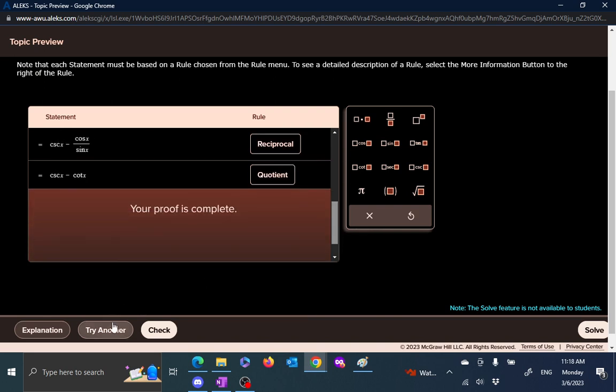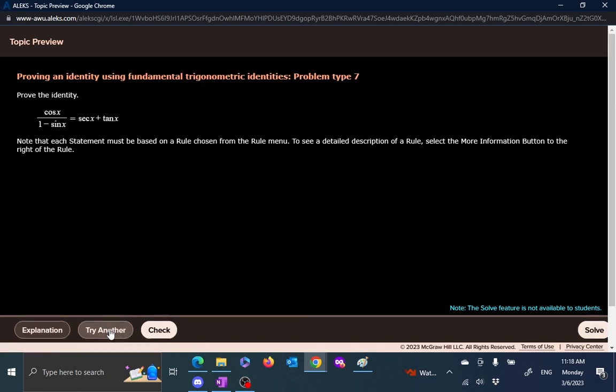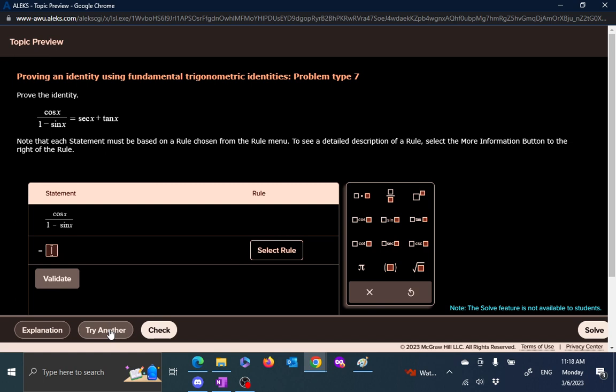Okay, let's try another one. Looks very similar to something we did. Again, let's just go ahead and do a look ahead as to where we are going to go. So we have cosine over 1 minus sine. On the other side, I have secant and tangent.